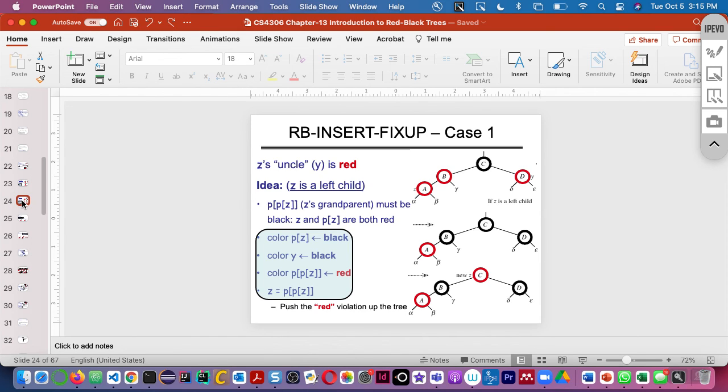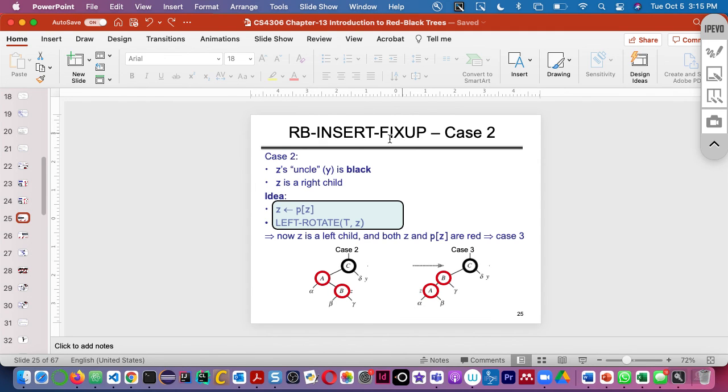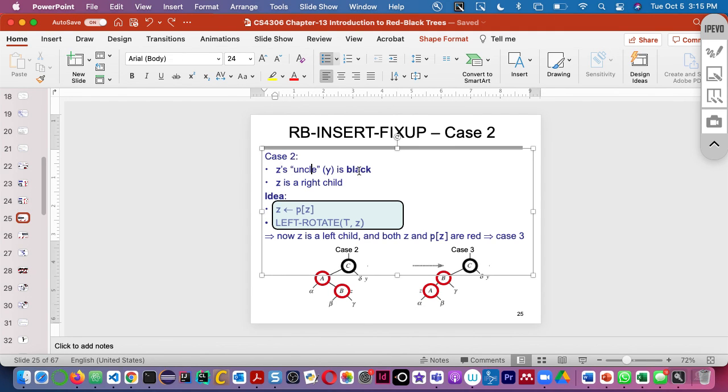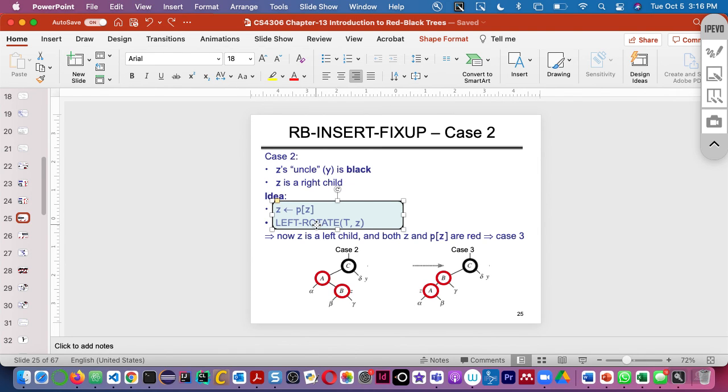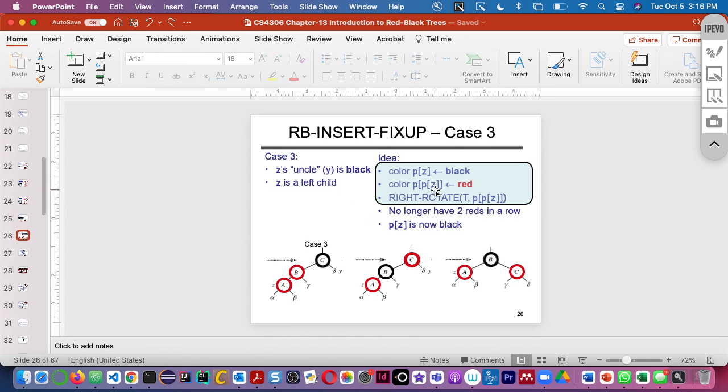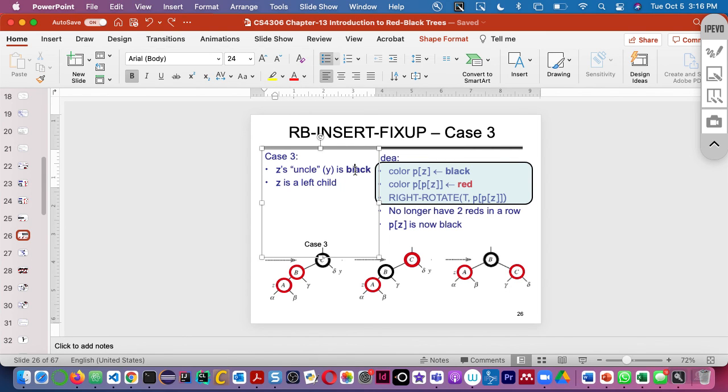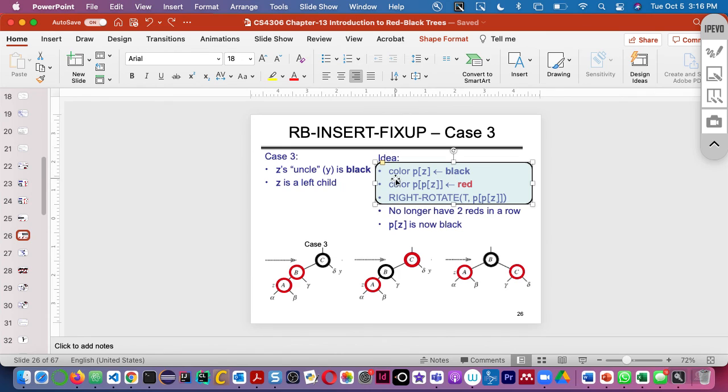This is for case 1, and for case 2: case 2 is if G's uncle Y is black. In that case, what do we need to do? Okay, in that case we need to do a left rotation on G. Okay, and then case 3: if G's uncle Y is black, then we need to make the parent black, and make the grandparent red, as well as do a right rotation.